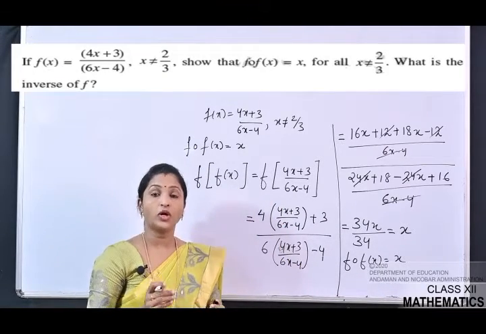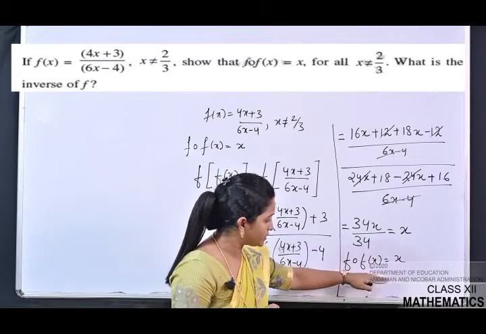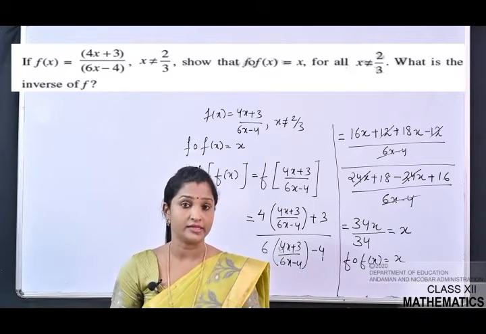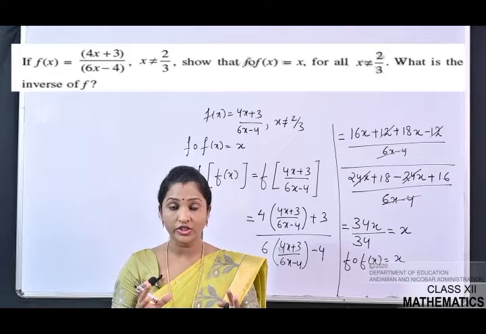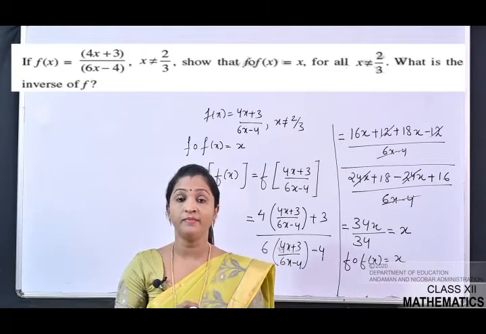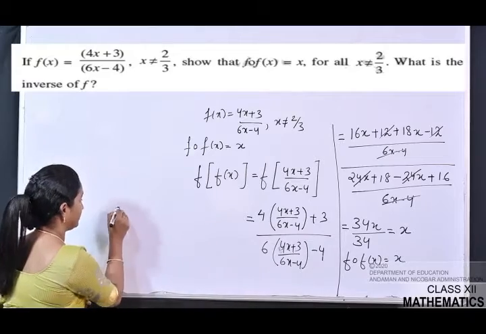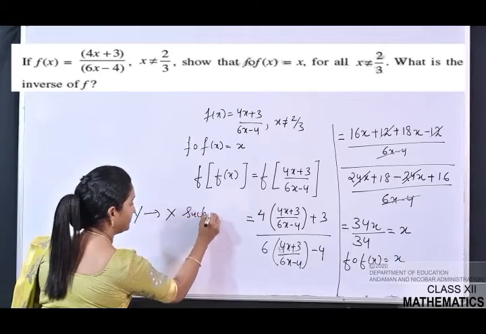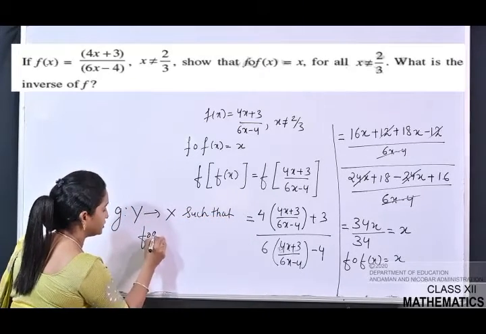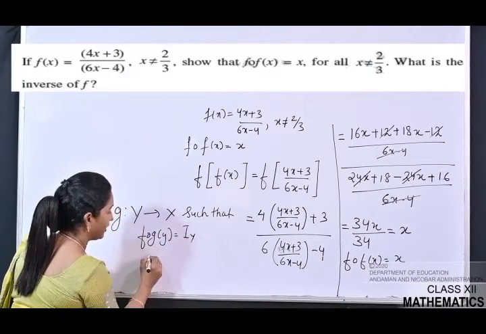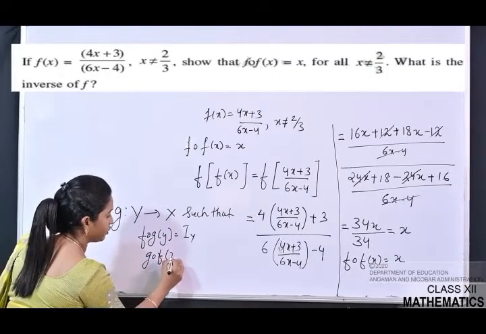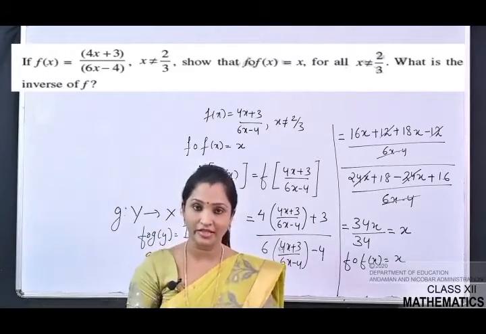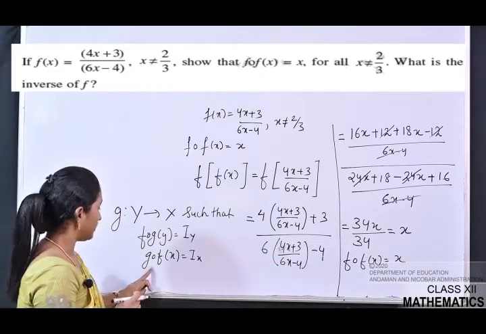Now what is the second part? What is the inverse of f? Now when you see here fof(x) is equal to x, you must be remembering the invertible function. What is that? A function f, a mapping from X to Y, is said to be invertible if there exists a g, another function which is from Y to X, such that fog of y is equal to Iy and gof of x is equal to Ix. If you are getting like this, then you can say that the function is invertible and g is the inverse of f.